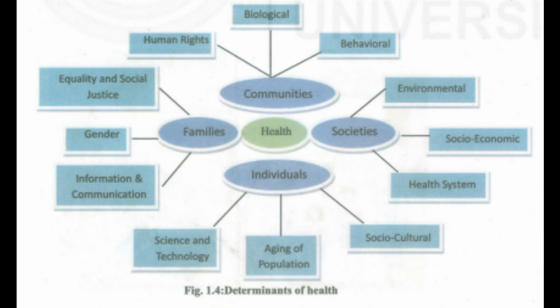1. Heredity. 2. Environment. Fig. 1.4 Determinants of health. Now we shall discuss these determinants of health in detail. Heredity. Heredity refers to transmission of physical and mental characteristics from parents to their children. Example: general appearance, height, weight, natural immunity, intelligence, etc. These characteristics are passed on through genes present on chromosomes in cell nucleus.